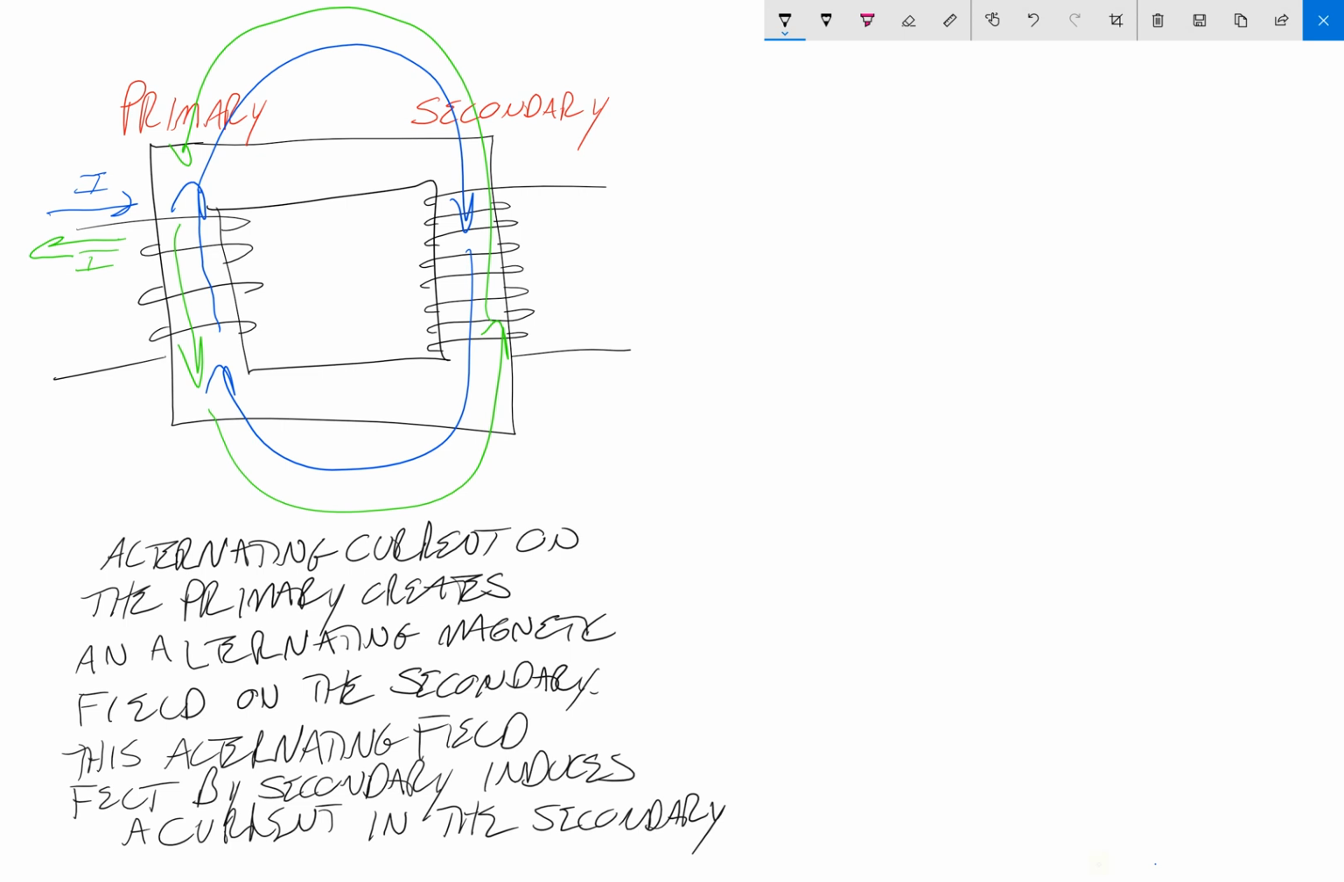I apologize for the sloppiness of the writing, but basically saying what I just said, an alternating current on the primary creates an alternating magnetic field, which is felt by the secondary. This alternating field induces a current in the secondary. Again, any changing magnetic field near a loop of wire will induce a current inside it. That's basically how a transformer works.